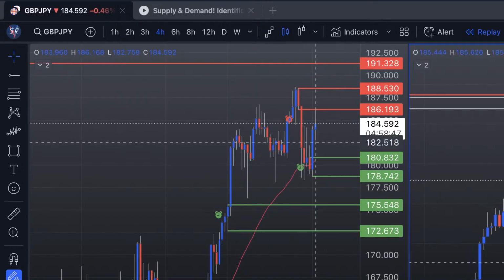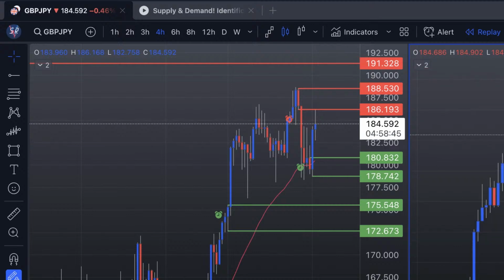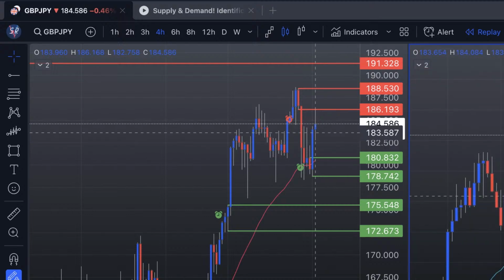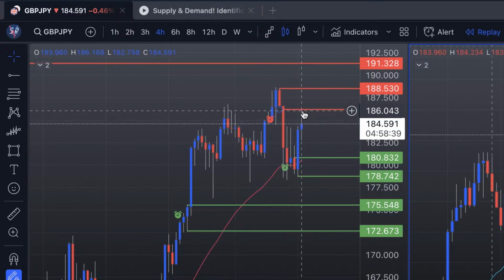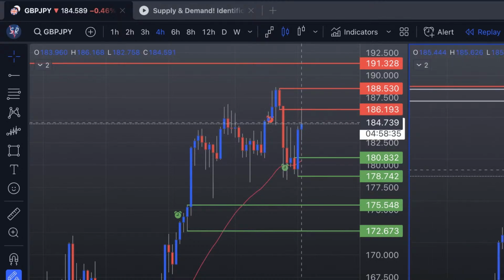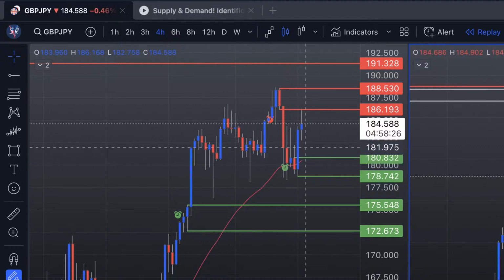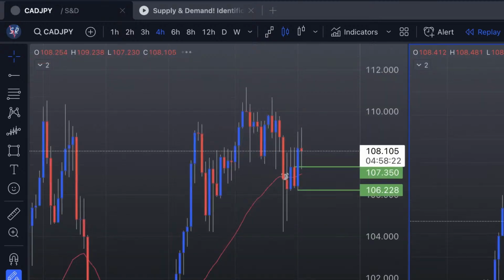Pound yen, similar setup. Two nice demand zones here and here. Just kind of barely touched supply up here. Just barely. But we'll see. This is definitely in a strong uptrend, so we're going to stay on that side. Weekly demand down here, though, so keep an eye out for that. This does not need to hold, but we'll just see. We just trade what's on the chart.